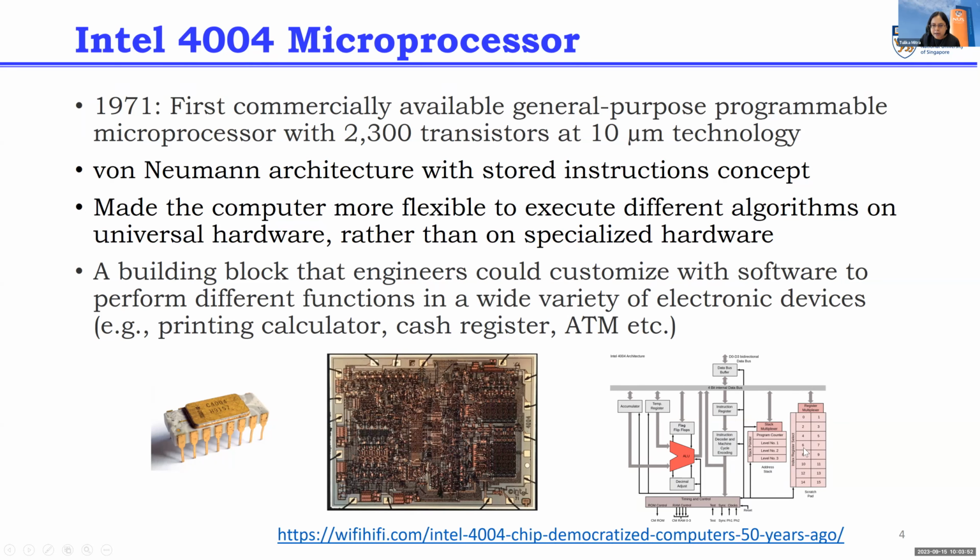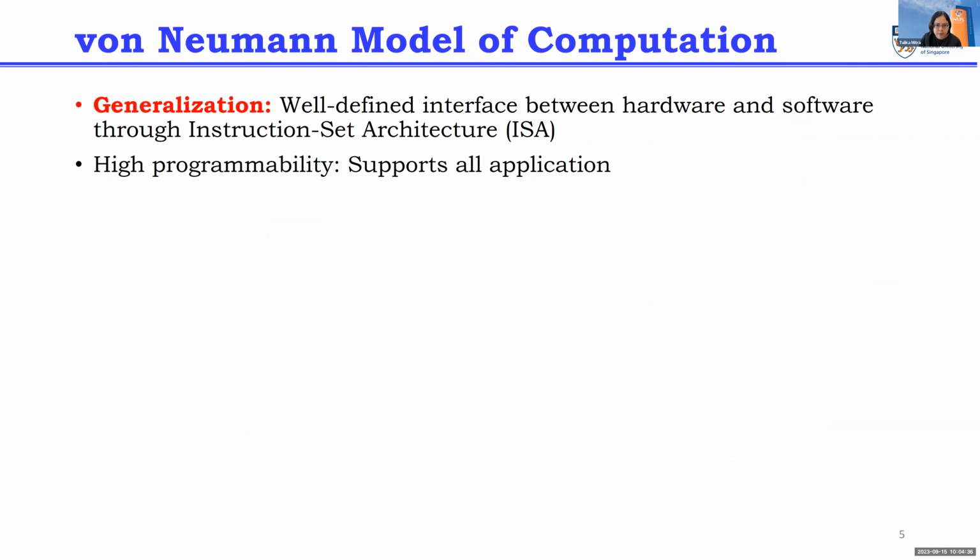This is the internal architecture of the Intel 4004. If any of you have taken a course in computer organization or architecture, you would be very familiar that this is very similar to the 5-stage pipeline. Notice that this architecture only had 2,300 transistors, and it was designed in 10 micrometer technology. But the greatest thing about it was that this was a generalized architecture that could support many different algorithms. This was a universal hardware that can support many different algorithms and applications rather than being specialized hardware. Indeed, this chip was used in printing calculators, cash registers, ATMs, etc.